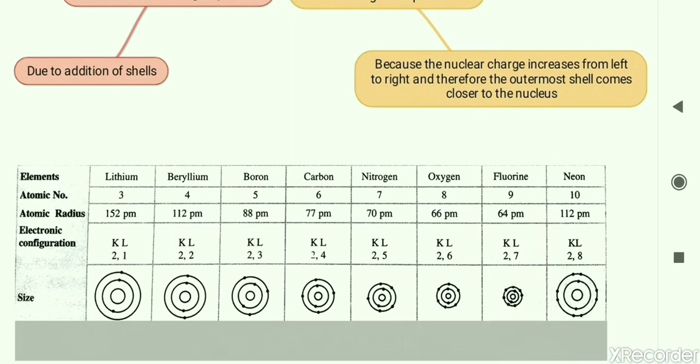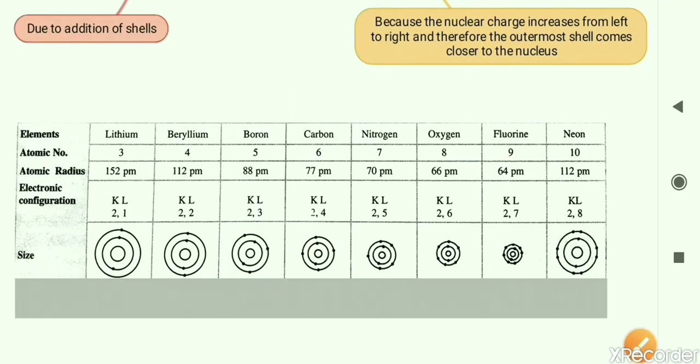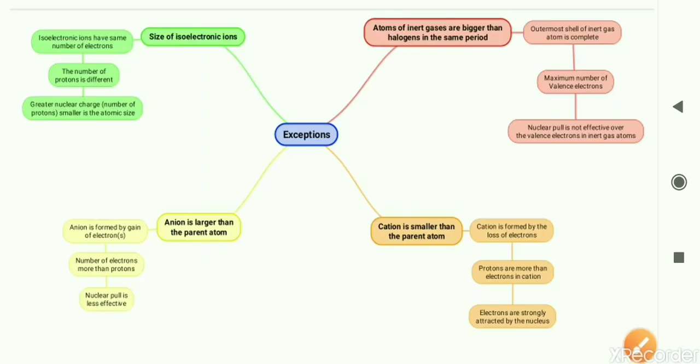Why is it so? That is due to its octet being complete. Because its octet or the outermost shell is complete, it has the maximum number of electrons in the outermost orbit. As a result, electronic repulsions are maximum and the nuclear pull or the nuclear charge is not able to overcome. As a result, the noble gases, or neon in this case, have an atomic size larger than fluorine, oxygen and so on in this particular period.